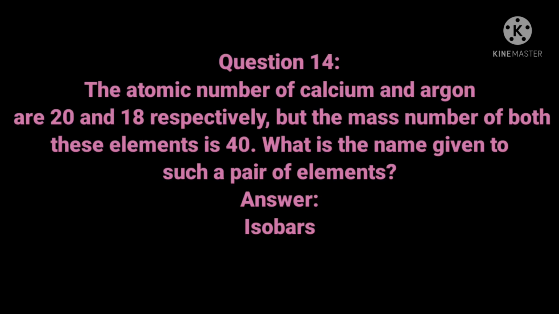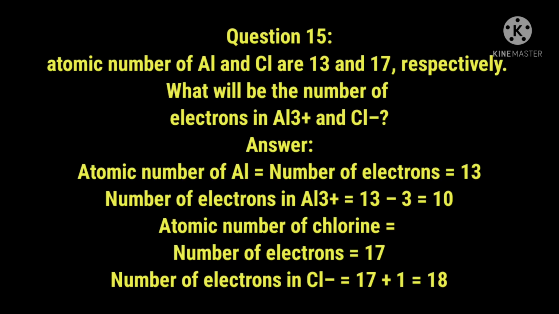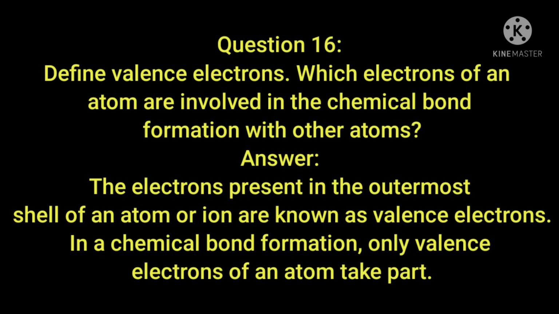The atomic numbers of calcium and argon are 20 and 18 respectively, but the mass number of both of these is 40. So they are called isobars. The atomic numbers of aluminium and chlorine are 13 and 17 respectively. What will be the number of electrons in Al3+ and Cl-? The atomic number of aluminium is 13. So the number of electrons is 13 minus 3, so it has to be 10 for Al3+. Similarly for chlorine, it has to be 18 for Cl-, because of 1 minus.